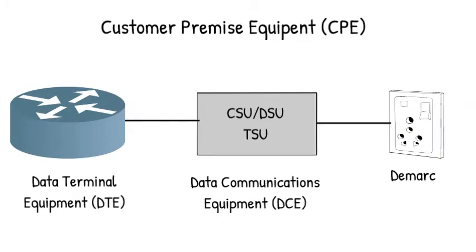Now remember, this is a generalization. Your network may look a little bit different. For example, your data communications equipment, or DCE, may actually be integrated into your DTE. So what we mean by that is we may have a CSU DSU or a TSU card inside your router. So it might just be one piece of physical equipment rather than two. But the point is we have all of these functions being done. The data communications equipment puts data onto the local loop by connecting through the DMARC. The DTE, or data terminal equipment, is a gateway for our network, and connects our network to the service provider network.